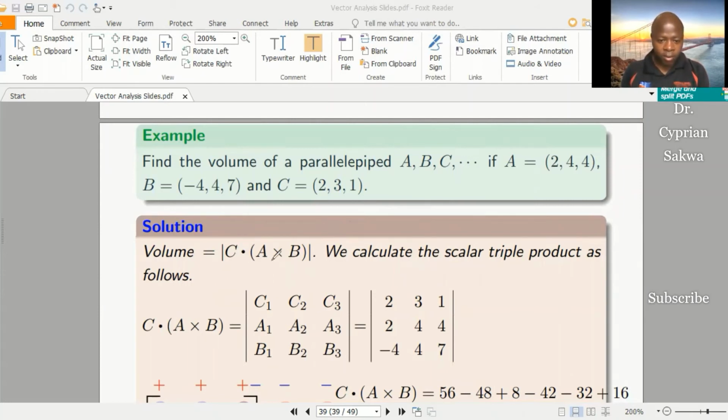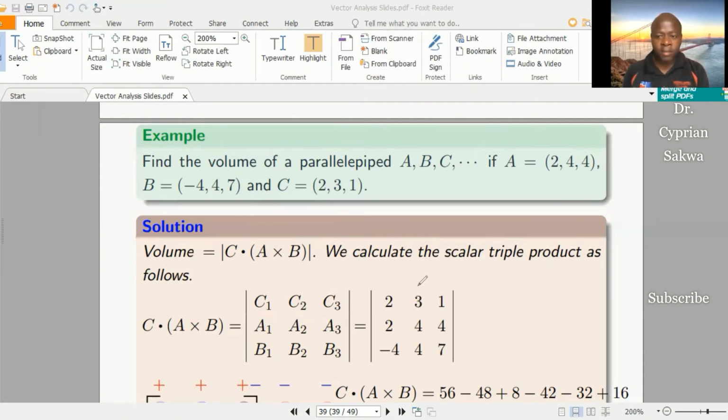We are ready now to do this from our previous video where we looked at finding the scalar triple product. So we're getting the determinant of the coefficients C1, C2, C3, A1, A2, A3, B1, B2, B3. And these are the values of C. So C is 2, 3, 1. And A is 2, 4, 4. And B is negative 4, 4, 7.